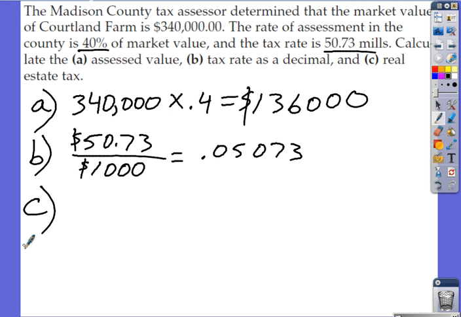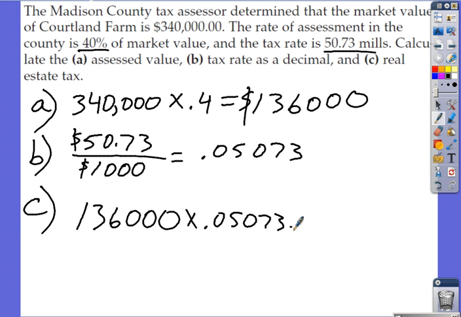Okay? Part C. Finally, find the real estate tax. Take the assessed value of $136,000 times your mill rate, and you get real estate taxes or property taxes, $6,899.28.